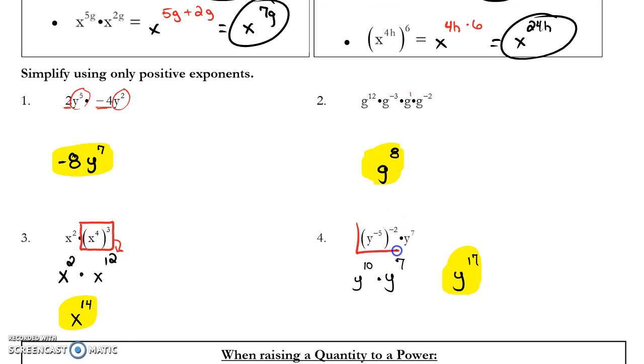This is the same example, just I've switched the order. But I'm raising y to the -5th and to the -2nd. Multiply -5 times -2, I get positive 10. Now I can add my exponents because I have two y's.